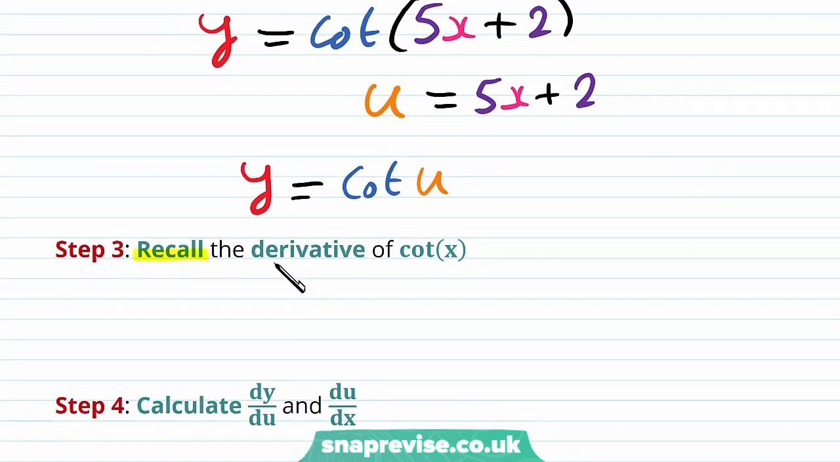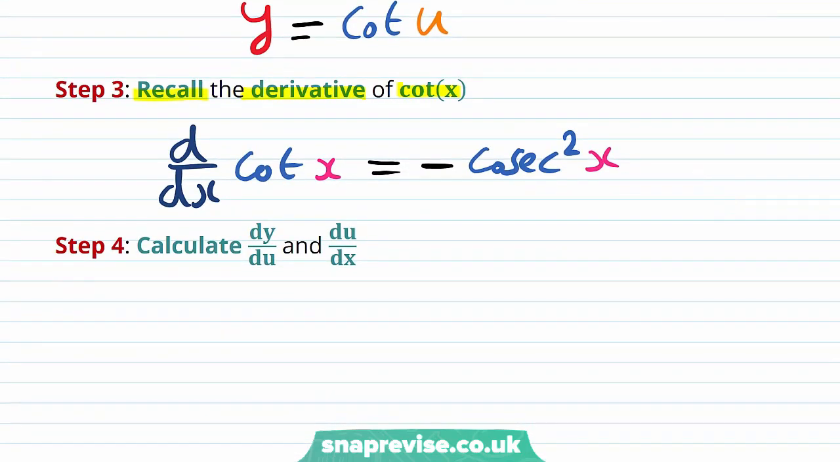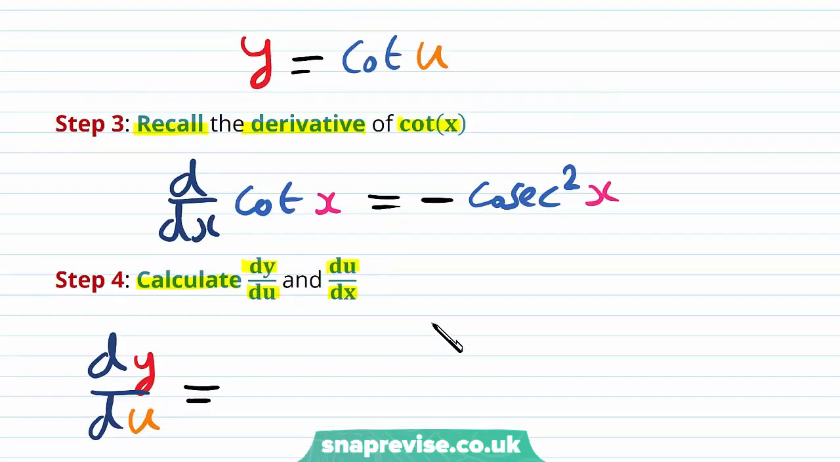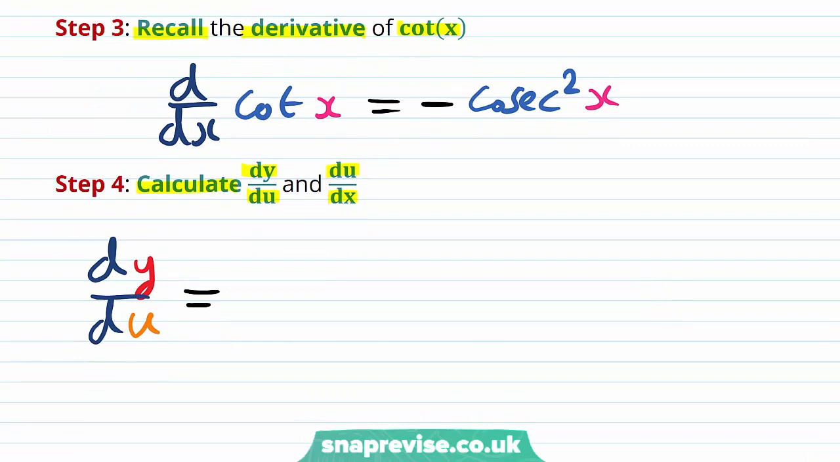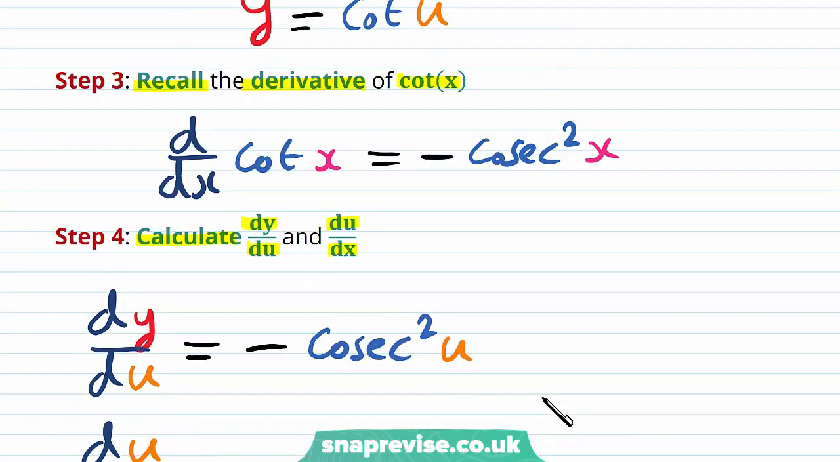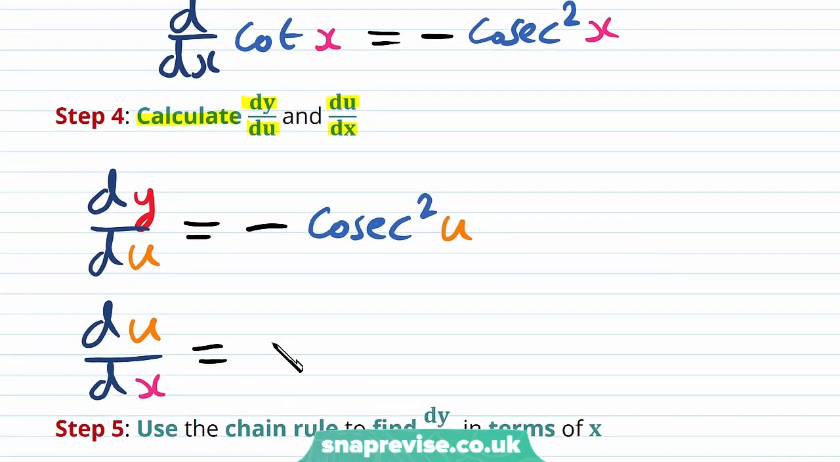Our third step is to record the derivative of the cot of x. In general, if we differentiate the cot of x, then we get minus the cosec squared of x. Our fourth step is to calculate dy by du and du by dx. Firstly, dy by du. Well, if we have y is equal to cot of u, then differentiating both sides with respect to u and using the above rule gives us minus cosec squared of u. And then similarly calculating du by dx, we have by our definition of u that u is equal to 5x plus 2, and so very simply we have 5.